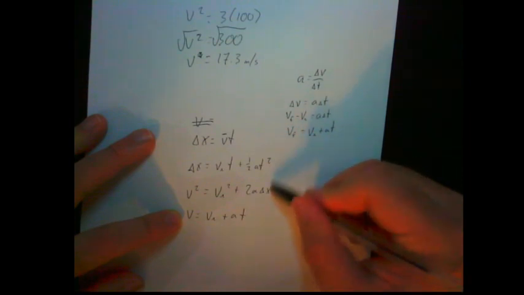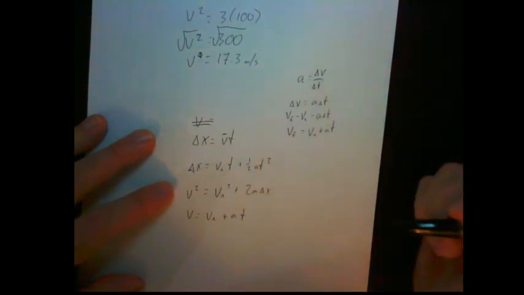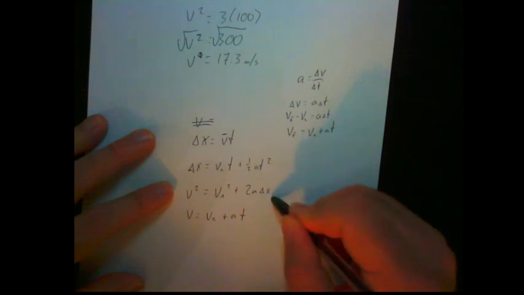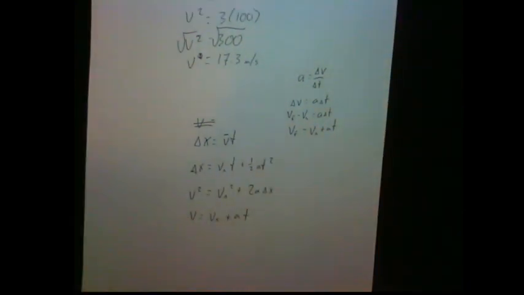So notice these two both have displacement in them. What determines which one we use is whether we have time or whether we have final velocity. These two both have final velocity in them. What determines what we use is whether we have time or whether we have displacement.